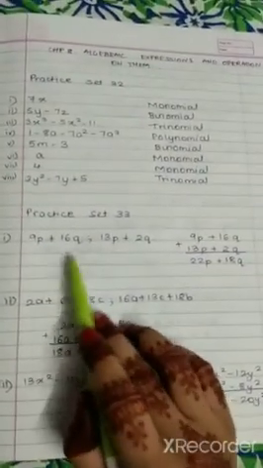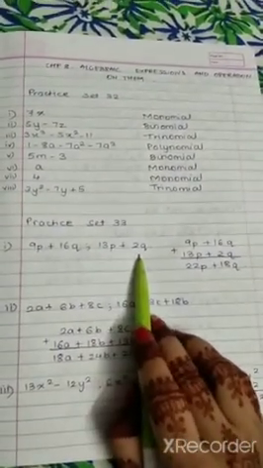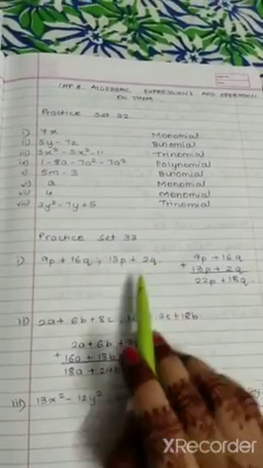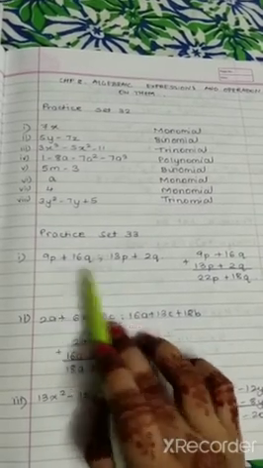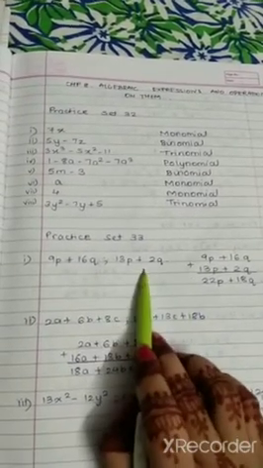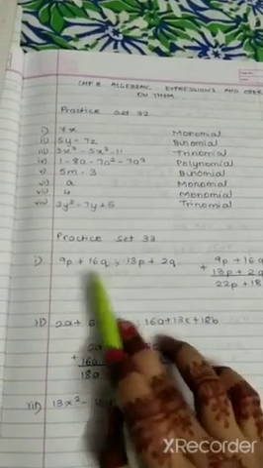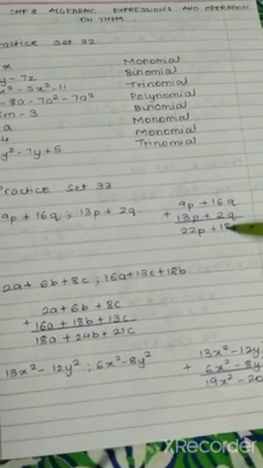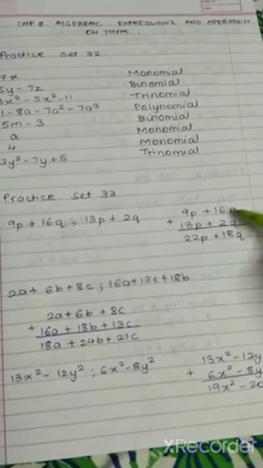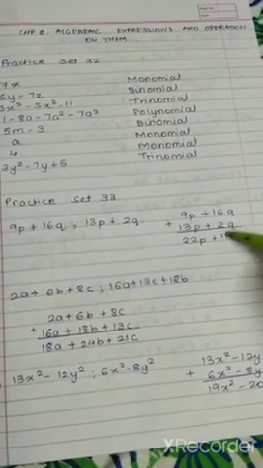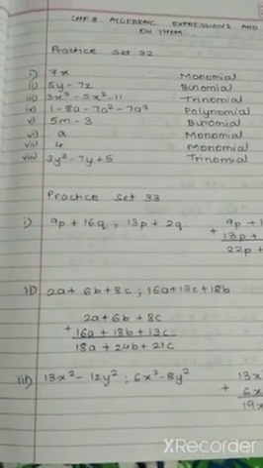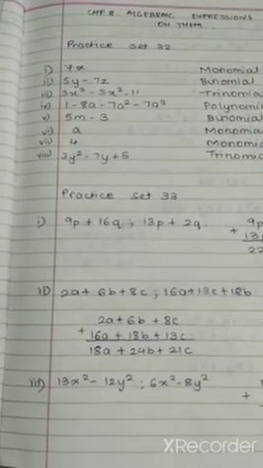So the first one is 9p plus 16q, 13p plus 2q. These are two equations and we need to add them up. So the first thing while adding we need to keep in mind is, all the variables should be the same, that is p should be the same, q should be the same. q and q, these two terms will be added, p and p, these two terms will be added. So 9 plus 13 is 22p and 16 plus 2 is 18q. So adding 9p plus 16q plus 13p plus 2q, we get 22p plus 18q. This is the vertical arrangement method of addition of binomials.